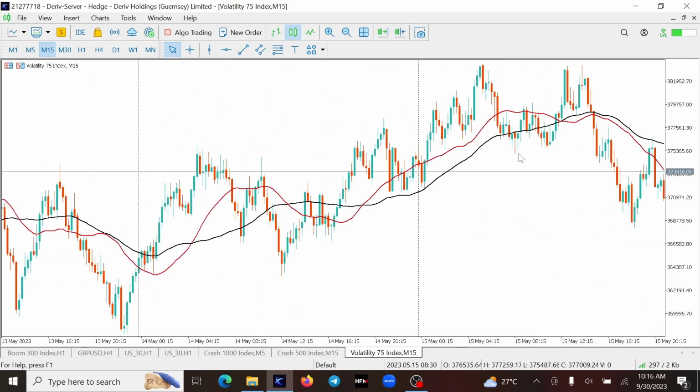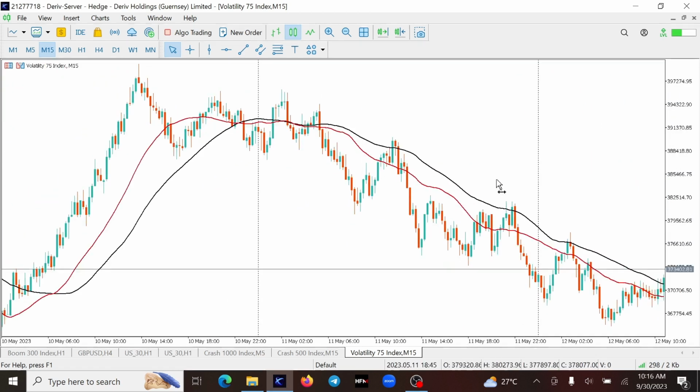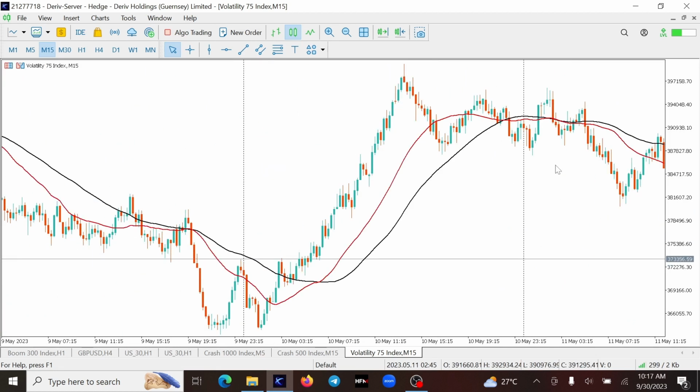So that's how to identify the trend, even in a ranging market, and you are still profitable. Do you get that? So that is it, guys. That is how to identify the trend and trade with the trend.